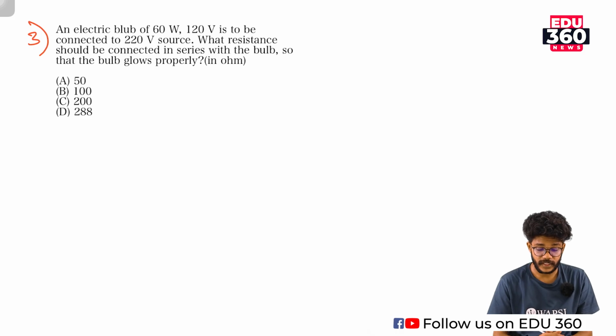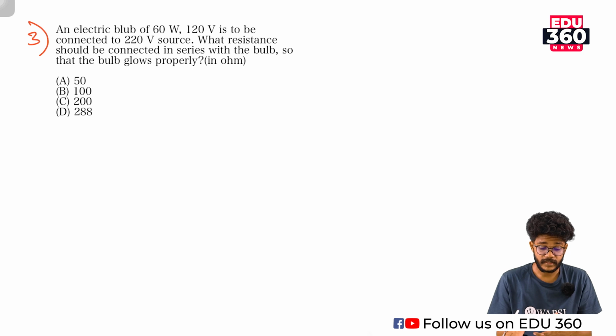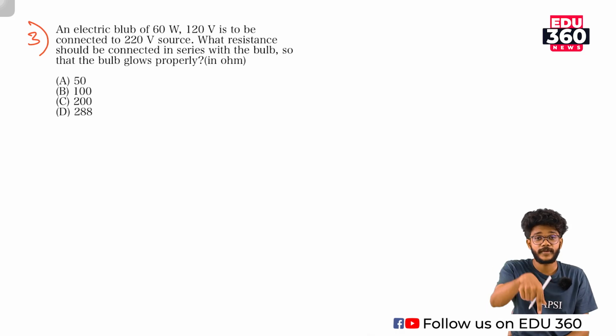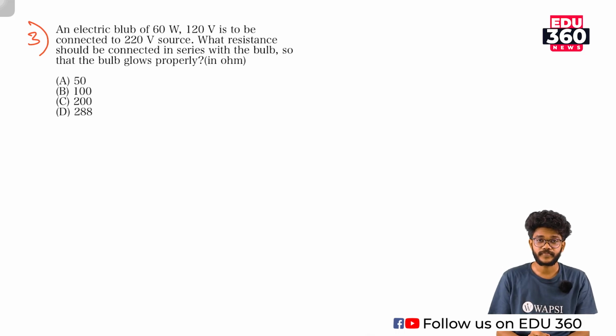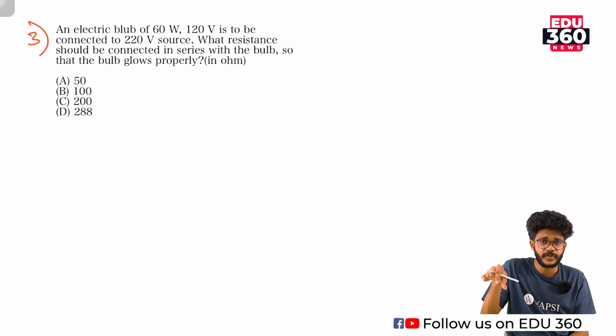An electric bulb of 60 watt 120 volt is to be connected to 220 volt. What resistance should be connected in series with the bulb so that the bulb glows properly? See, the manufacturing company is saying that the power is 60 watt and the voltage to be given to that bulb is 120 volt. But our source has 220 volt of potential. So excess potential is coming to the bulb. So we need to cut off that excess potential by giving a resistance in series, because in series the potential gets dropped.